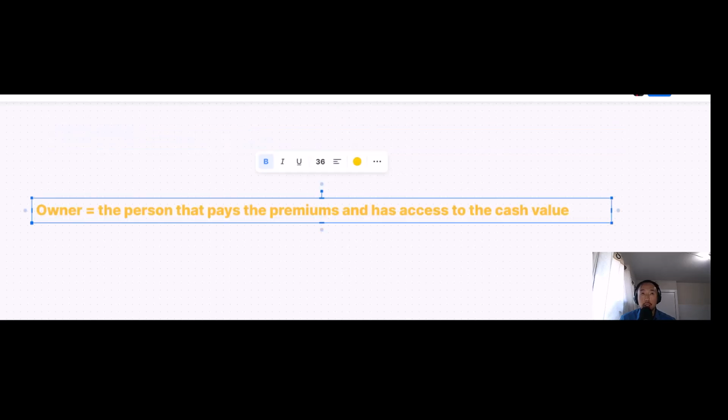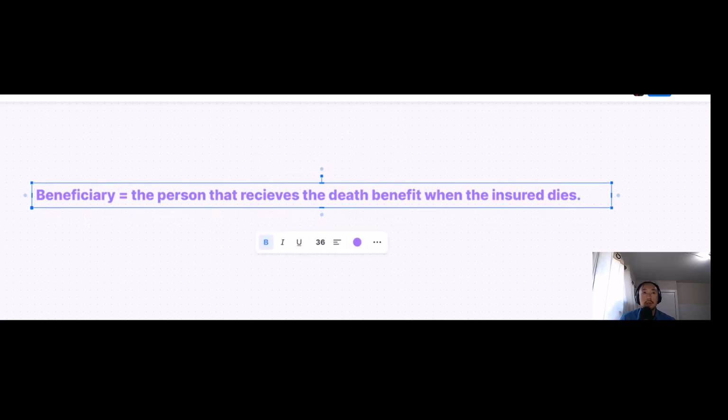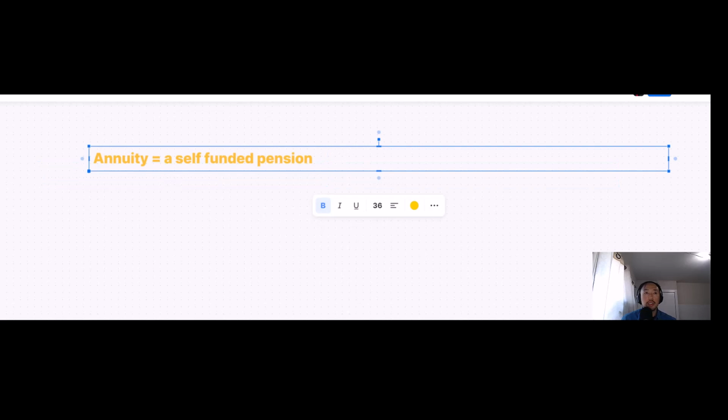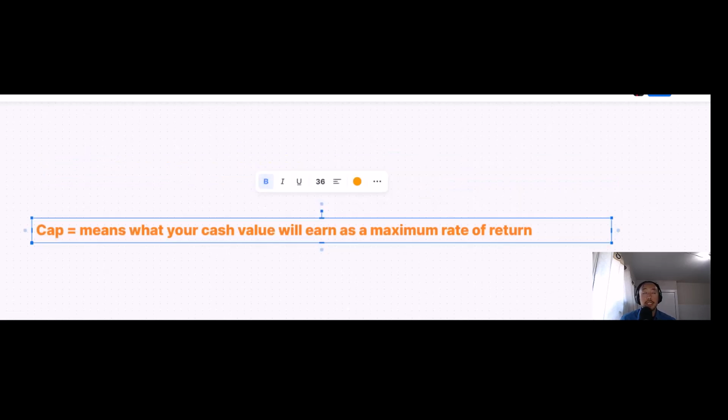And the owner is the person that pays the monthly amount or the premiums and has access to the cash value. Beneficiary is the person that receives the life insurance death benefit when the insured person passes away. And withdrawal means to withdraw from your cash value of your permanent life insurance. Next is the word annuity, which just means a self-funded pension.